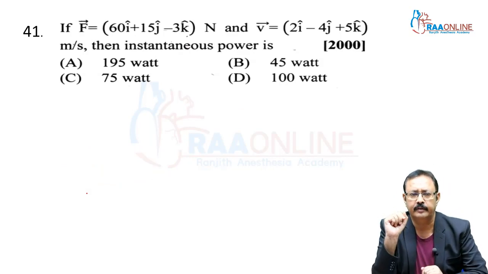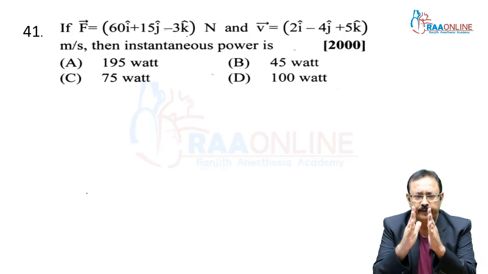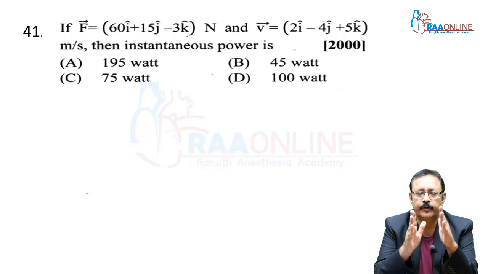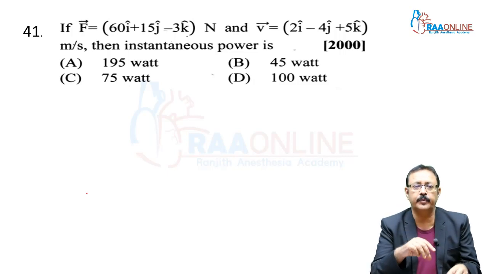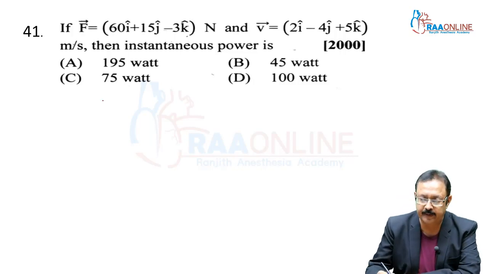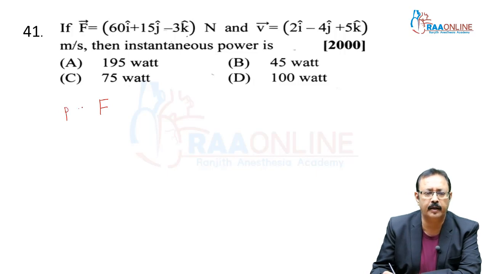Next, 41. Force is given in vector form. Velocity is given in vector form. We want to calculate instantaneous power. I told you what is the formula for power. Power is equals to F dot V. What is the power's formula? F dot V.